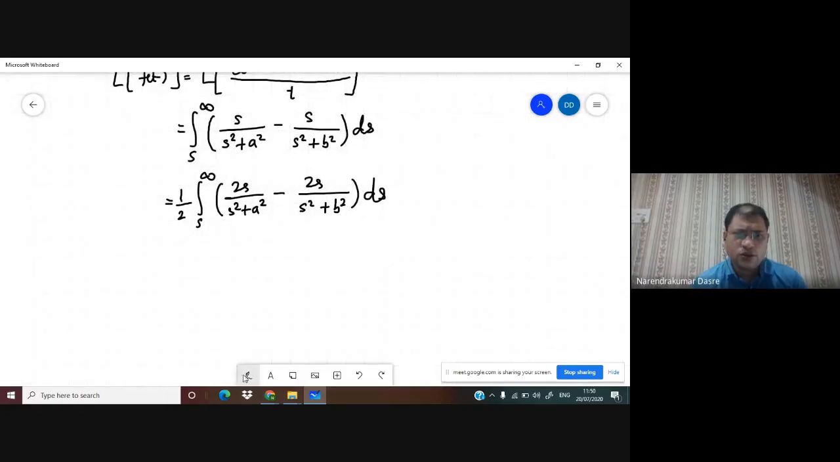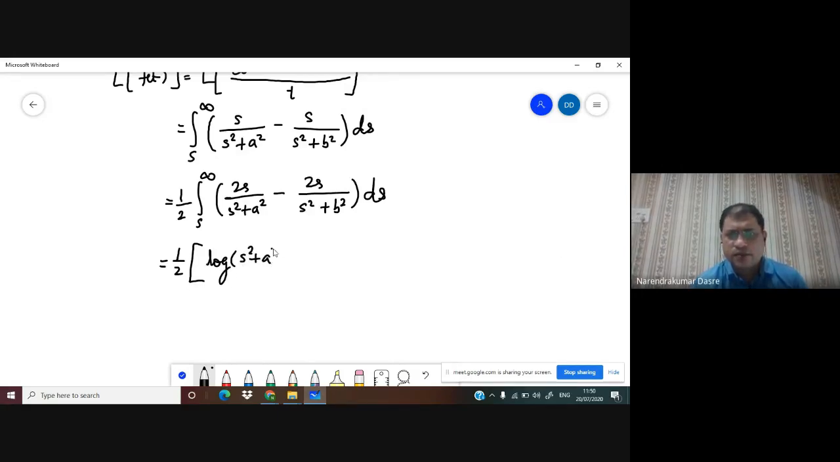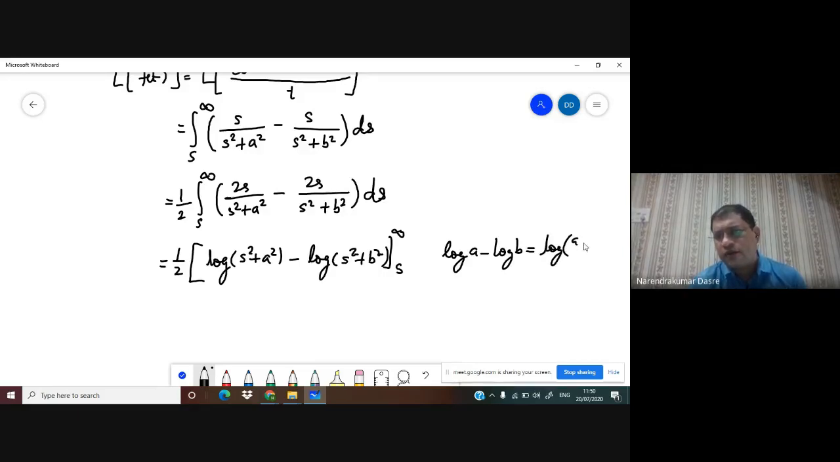Okay, so what will be the integral of this? It is going to be half of, again, log of s square plus a square minus log of s square plus b square, and here you will be having s to infinity. So what we know is log of a minus log of b is equal to log of a by b. Okay, so this is what we are aware of.